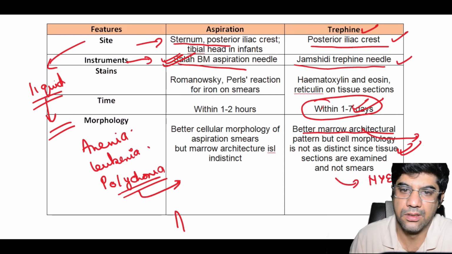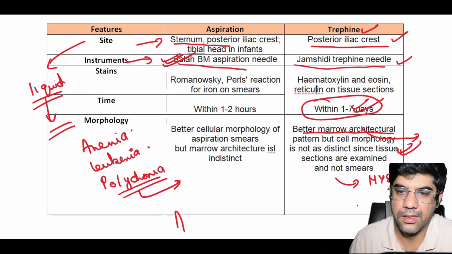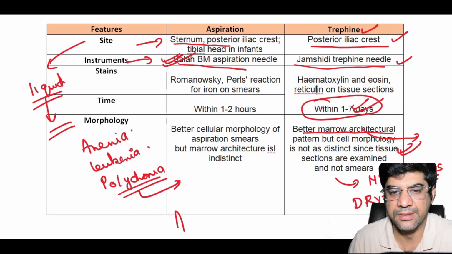myelosclerosis, aplastic anemia, and when aspiration results in a dry tap. That means there is failure to obtain a sample. So it is useful when architectural assessment is necessary.